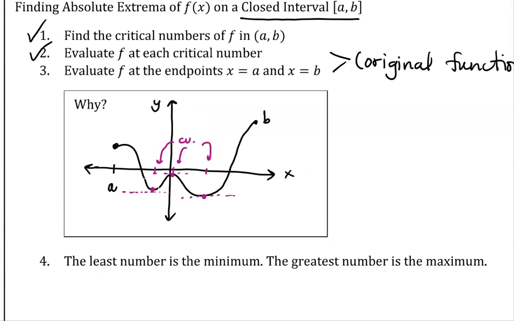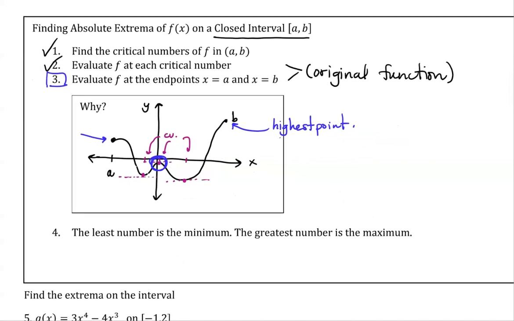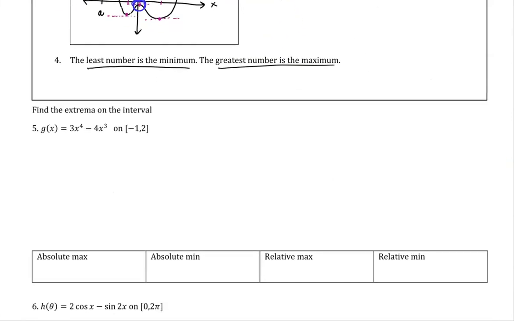which I'm just abbreviating as CV. But what number 3 is telling us is that we also need to make sure to check the endpoints, because it might be possible that the endpoint is the highest point on the graph. Because if we never check the endpoint, we might think that this is the highest point on the graph when it actually isn't. It's actually happening at the endpoints. Number 4 just tells us that the smallest number we got is the minimum and the largest number we got is the maximum. So let's jump in and look at example 5.